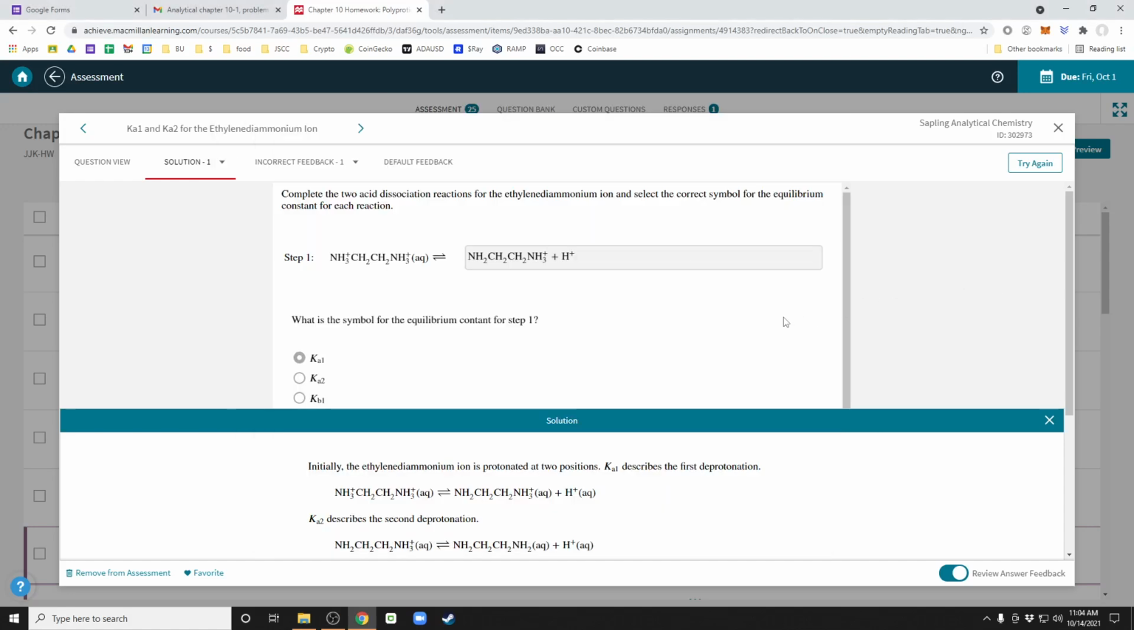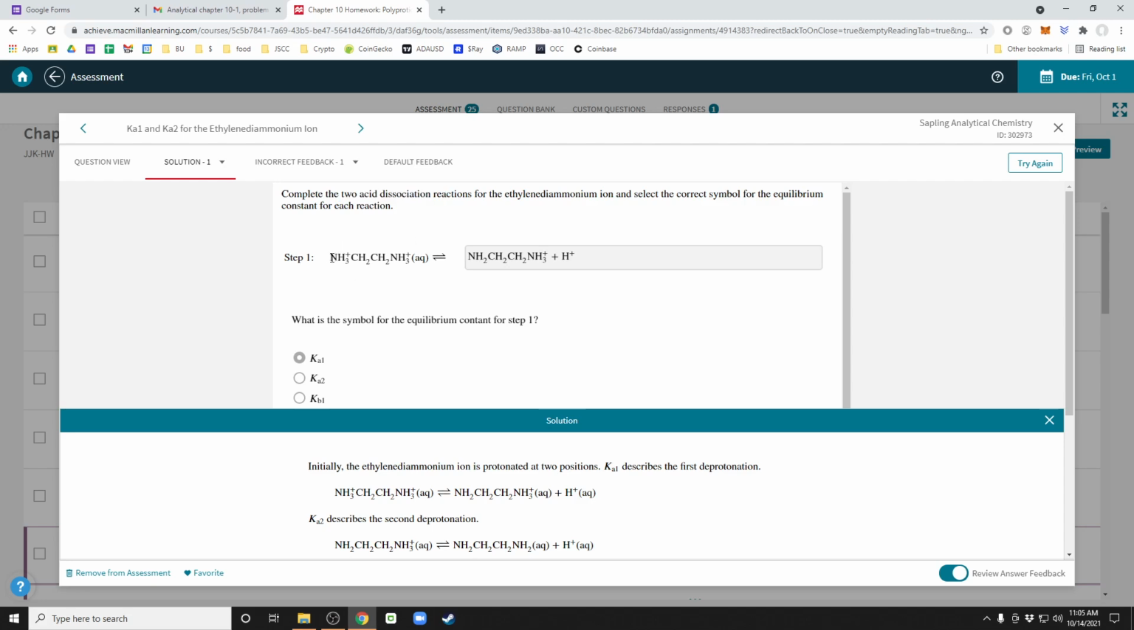Okay. So this problem right here is actually much more simple than most students really seem to think it is. But yeah. So what you're doing here is look at the reaction here, and it has a step one, right? And so I would first, because it says step one, look at this and ask: is this an acid dissociation? Yes, it's a two acid dissociation reaction, right?